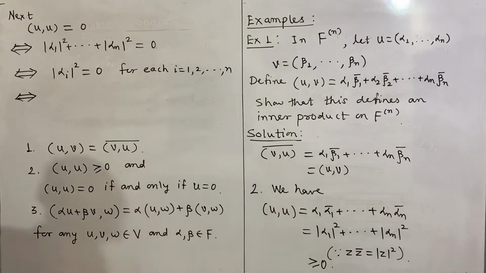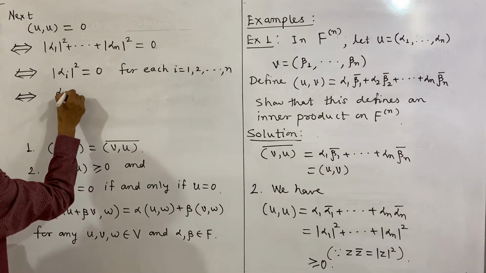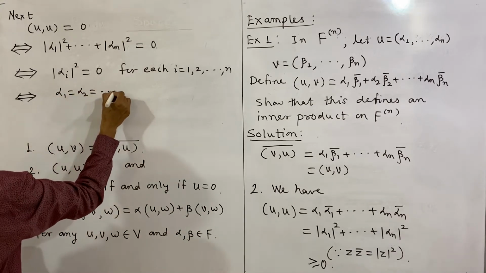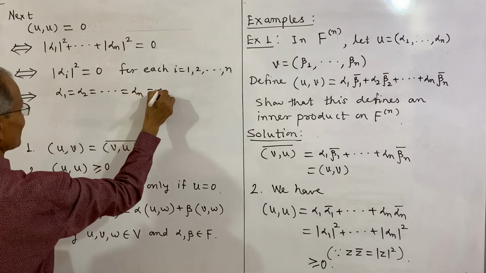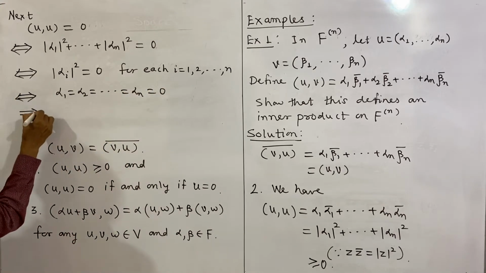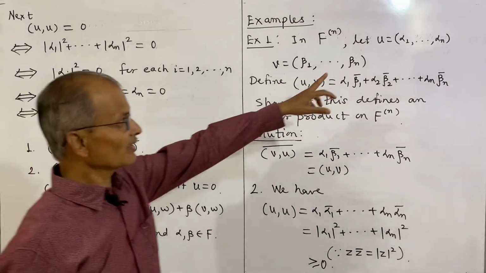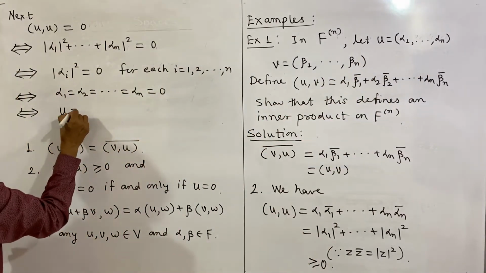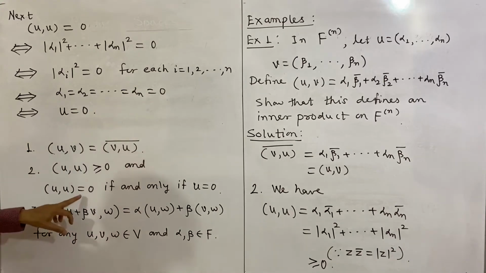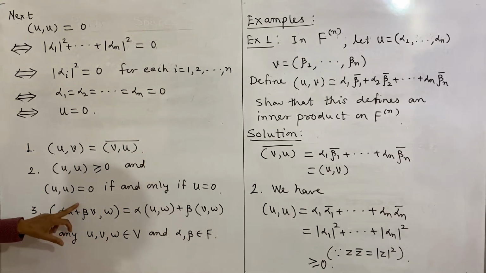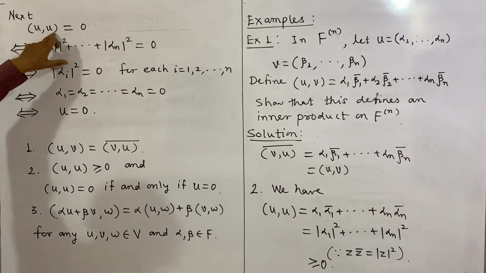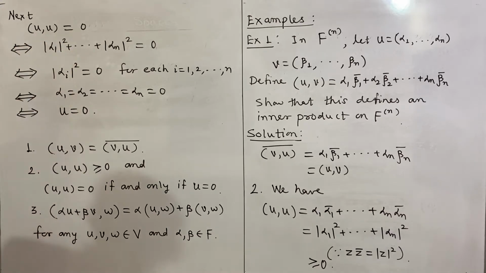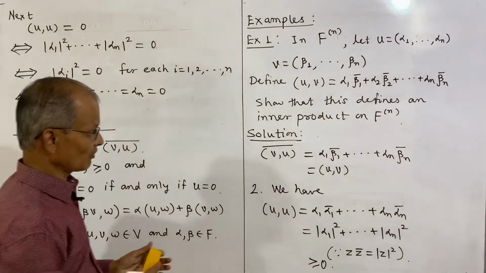are all 0. This implies alpha 1 is equal to alpha 2 is equal to alpha n is equal to 0, and each component is 0, which means this vector is 0, u is 0, and thus this proves the second part of the second property. The inner product of u and u is 0 implies u is equal to 0. Now what remains is the third property. Now we prove the third property here.